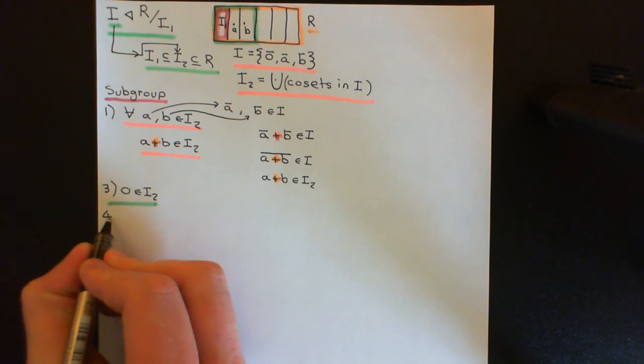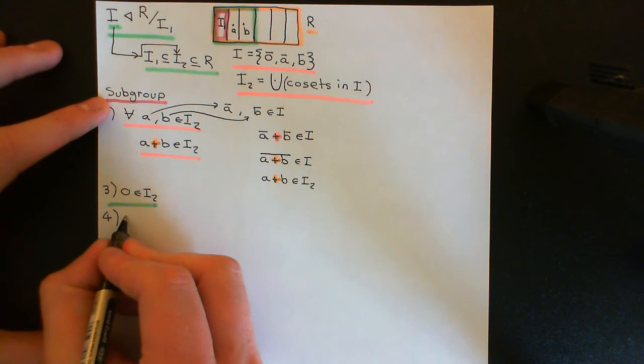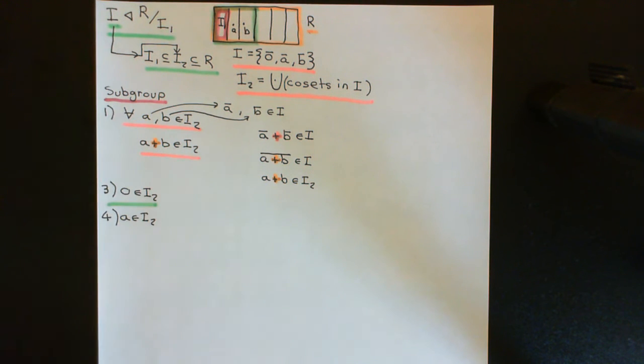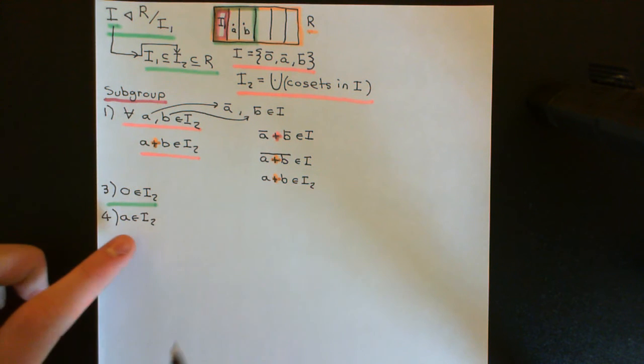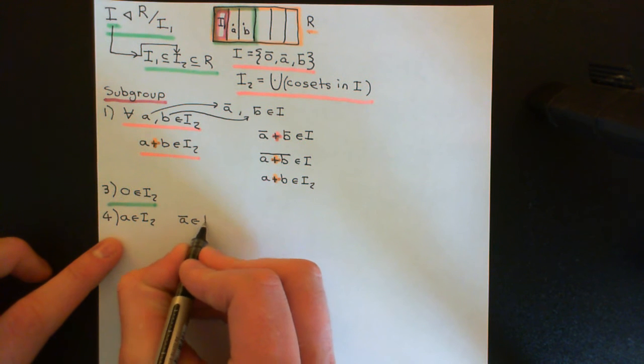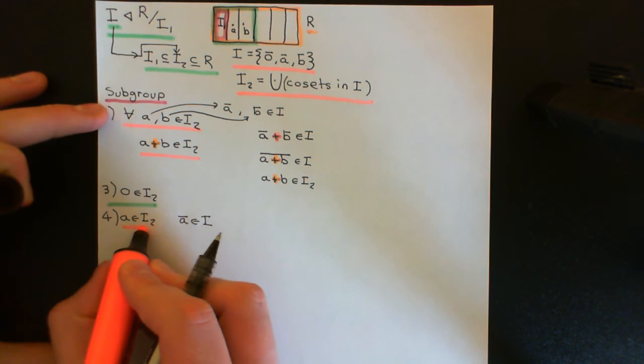Now axiom number 4: we want to prove that we have additive inverses. So let's say we have an arbitrary element A which is in I2. What I want to prove is that its additive inverse is also in I2. Here again I have to use the fact that I was an ideal in the quotient ring. If A was in I2, then the coset that contained A, A bar, was in the ideal capital I. So we can instantly conclude that.